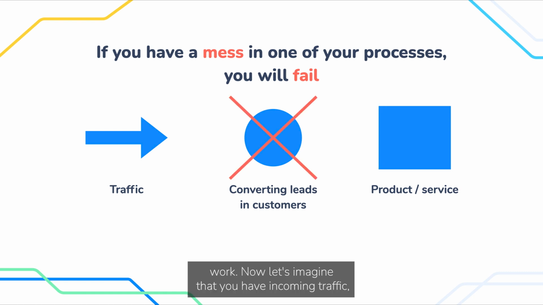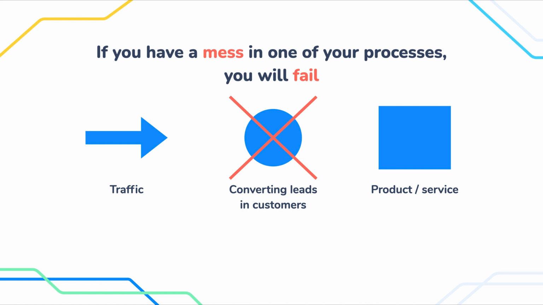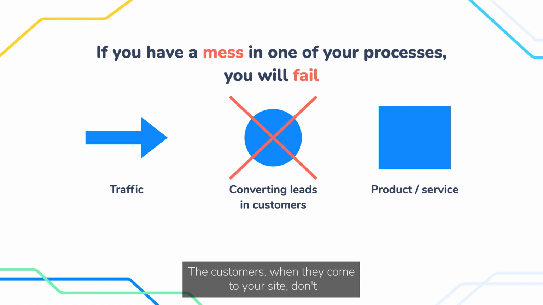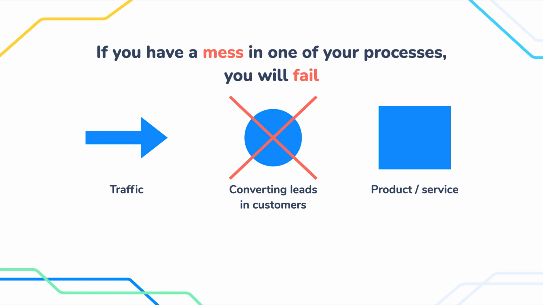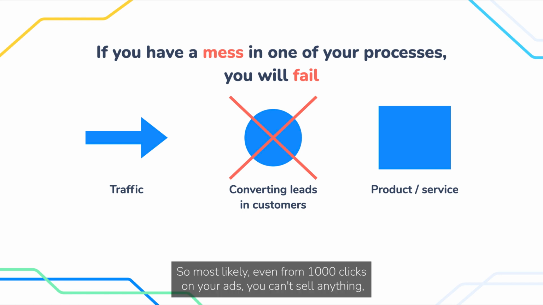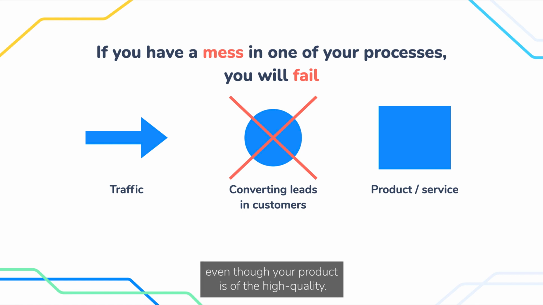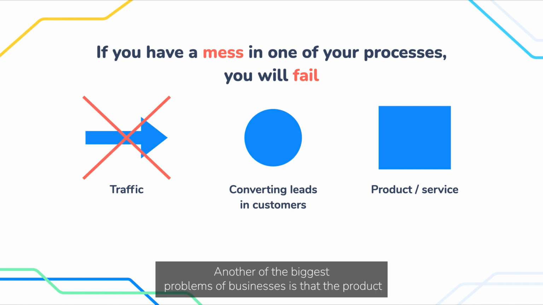Now let's imagine that you have incoming traffic. You have a good product or service, but you're launching traffic to a site that, for example, doesn't open well on a mobile device. The customers, when they come to your website, don't understand what you sell, so they don't buy your product. Or, for example, your business profile on Instagram looks terrible. Customers don't understand what you do, or it doesn't look appealing. So, most likely, even from 1,000 clicks on your ads, you can't sell anything, even though your product is of high quality.